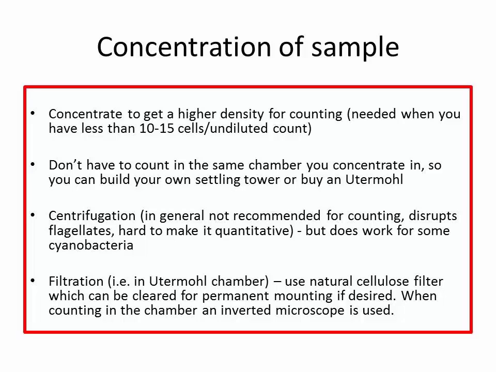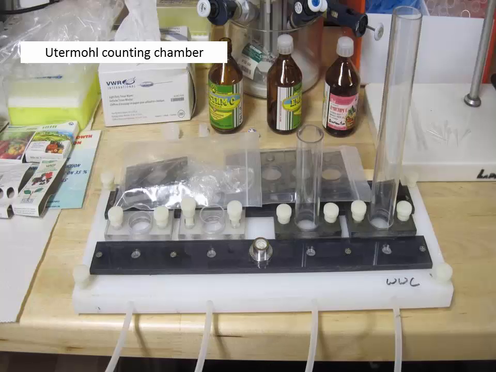So what we do then is filtration. And the standard way that's always been around for filtration is something called the Utermöhl chambers. At the bottom of those you have a natural cellulose filter which can be cleared for permanent mounting or counting. And often they'll use an inverted scope once they take that disc off and put it on. If you've got the space on an upright scope like this, you can do counts that way too. It depends on your magnification. But because of that distance to the objective, you often have to go to the inverted scope.